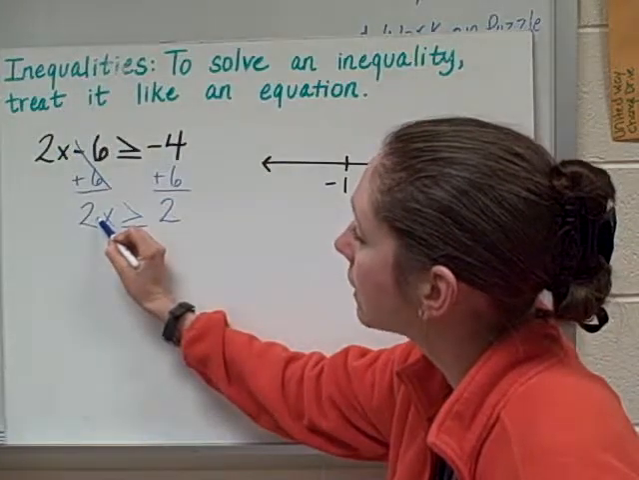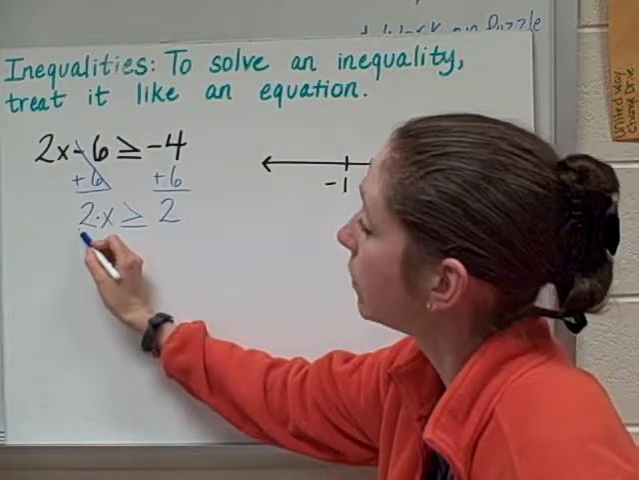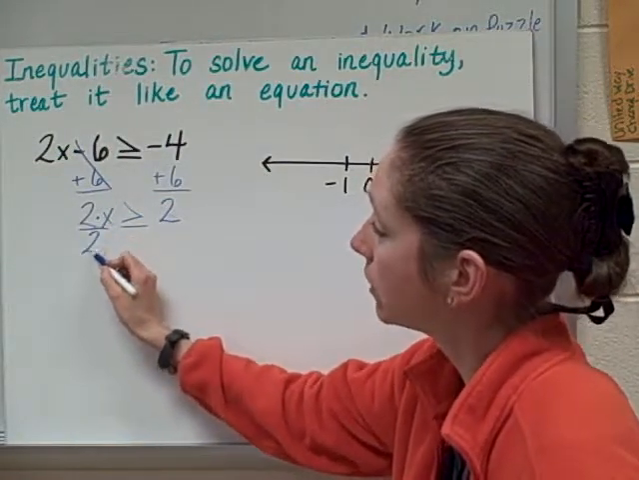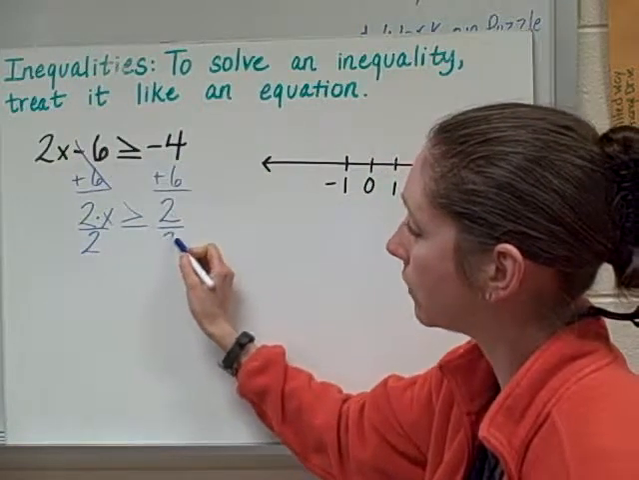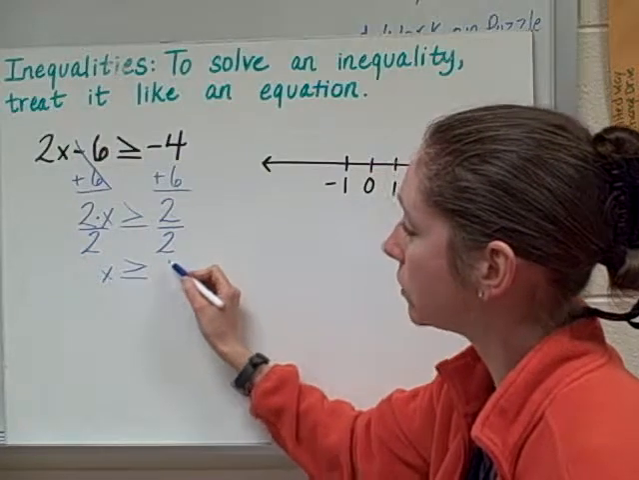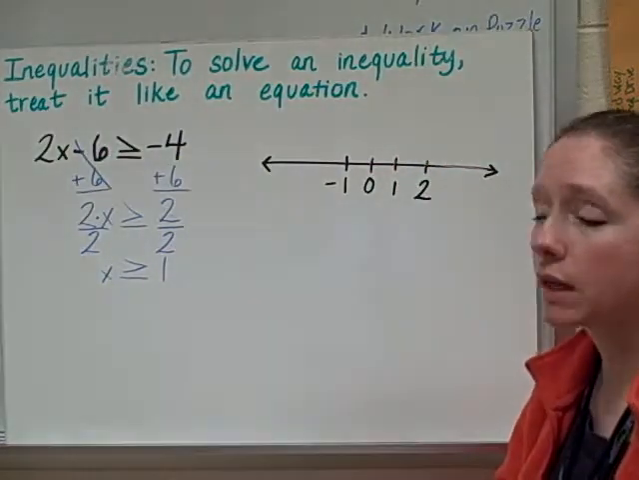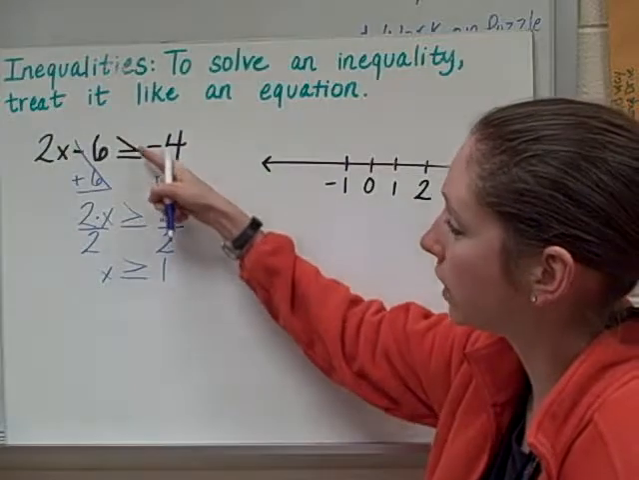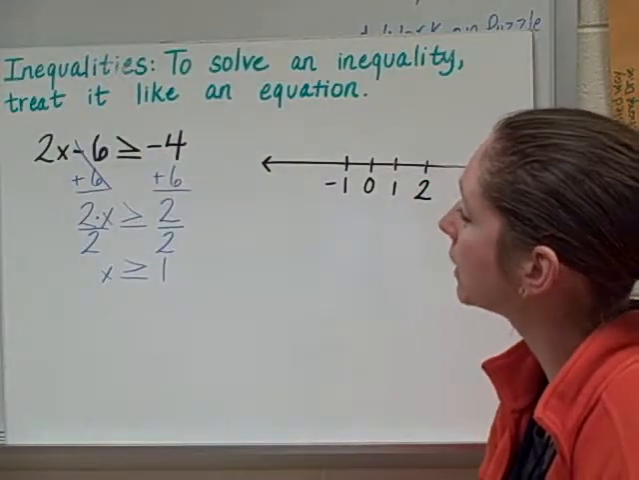2 times x, inverse of that would be to divide by 2. If I do it to one side, I must do it to the other side, and x is greater than or equal to 1. So same steps that I would do if it was equal to, except I've brought down my greater than or equal to sign.